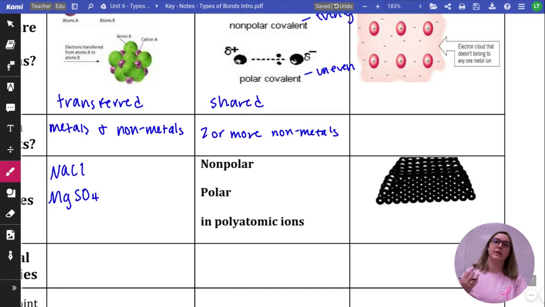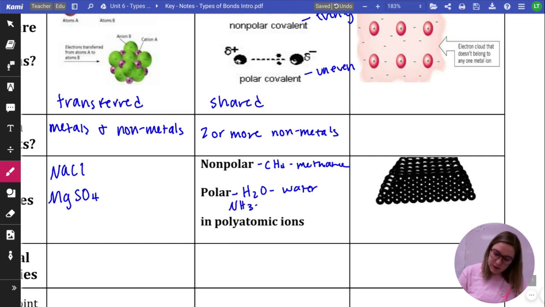And I'm going to give you an example of a nonpolar, a polar, and polyatomic ions. So a nonpolar covalent compound is CH4, which is known as methane. It's an organic compound, which we will also talk about this unit. And then polar, probably the most famous polar compound, is water, H2O, or dihydrogen monoxide. Another one is also the NH3 that we talked about earlier.